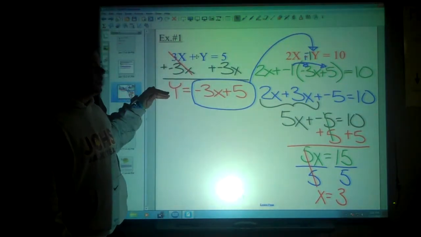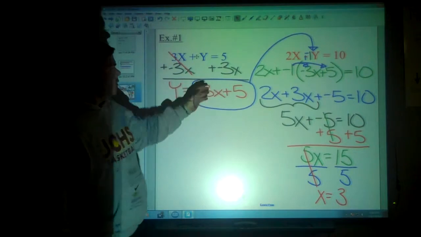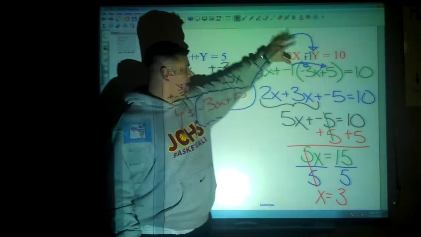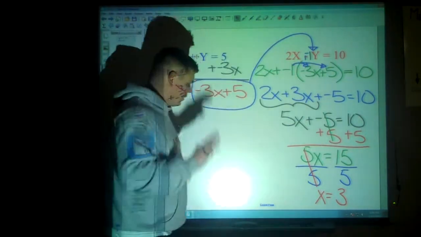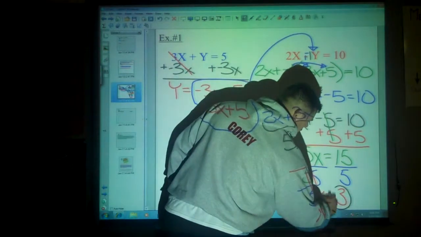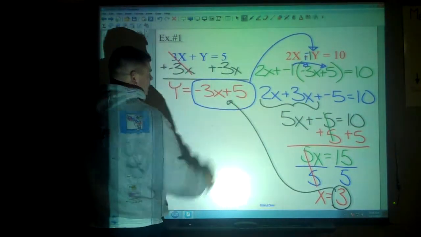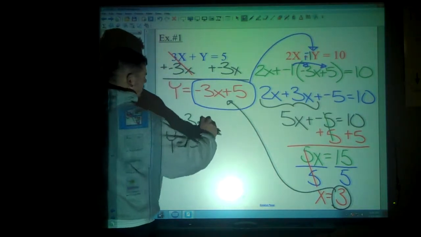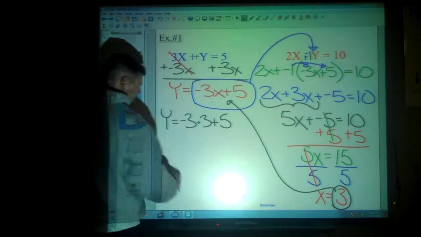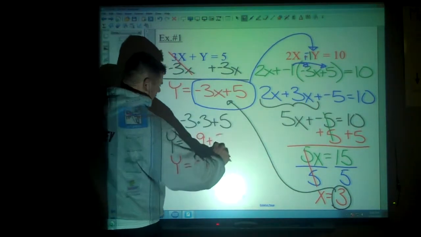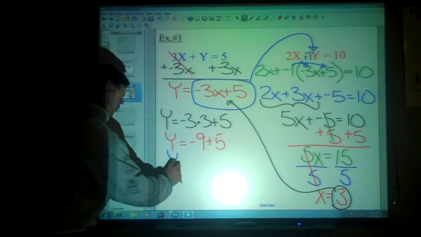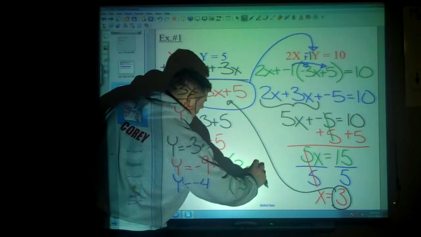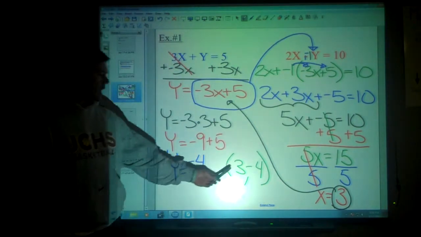So step 1: get one of the variables to be completely alone. Step 2: take what it equals and plug it into the other equation for that variable. That's what y equaled, so we plugged it in for y, and that allowed us to solve for x. Third step: take what it equals and plug it into one of the original equations. Now for x, y equals negative 3 times 3 plus 5, which means y equals negative 9 plus 5, and y equals negative 4. So as a coordinate, (3, negative 4) is what we think the answer is, x comma y.